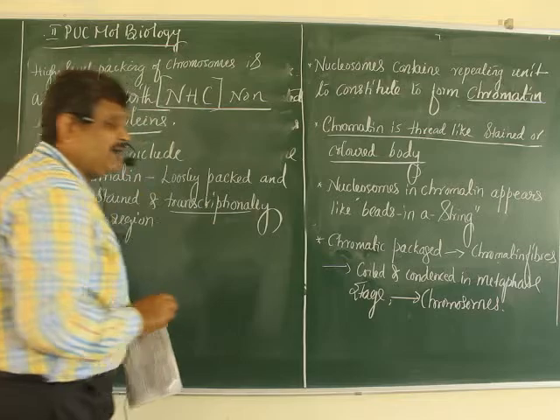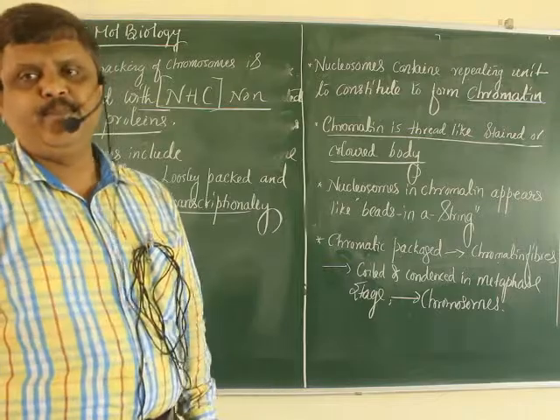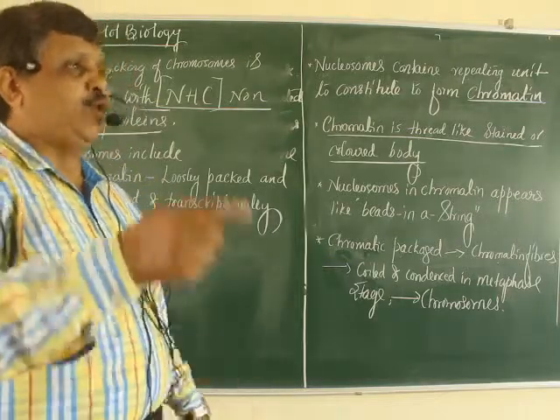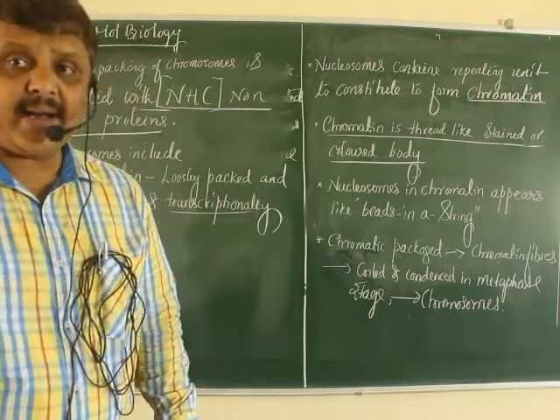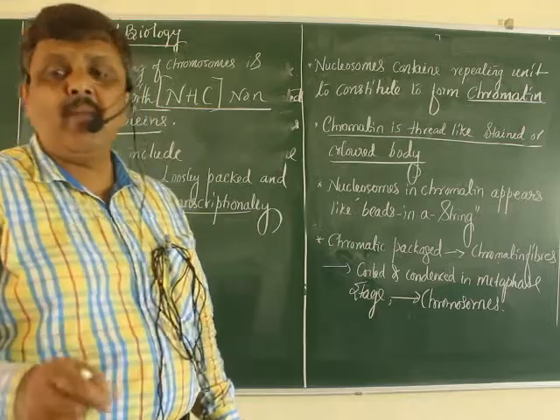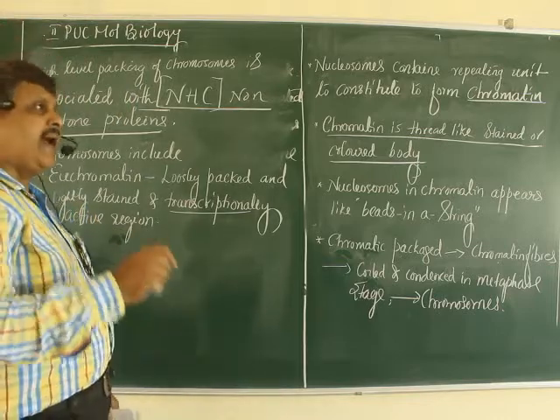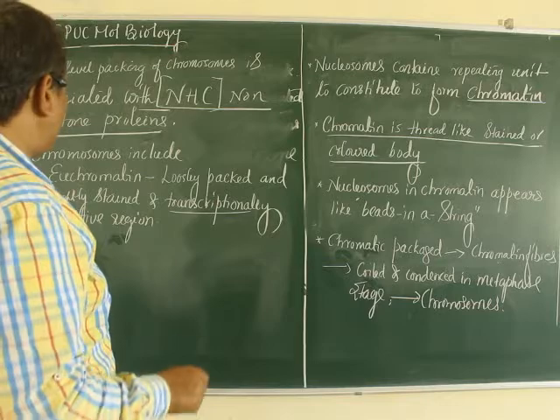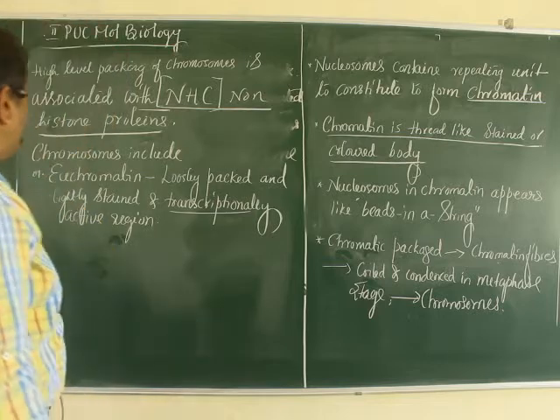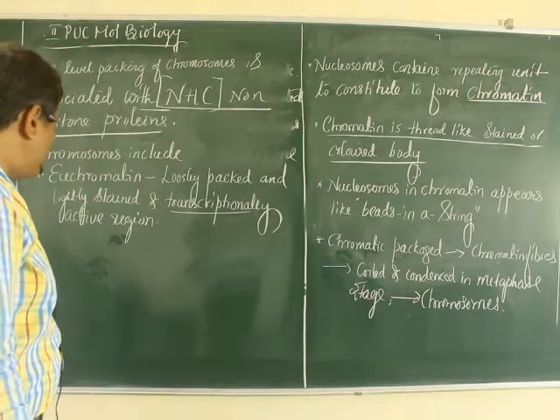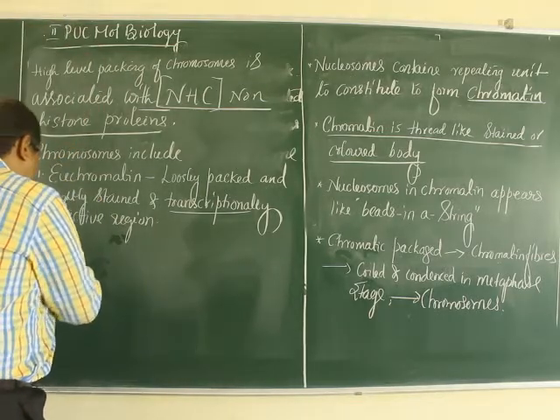What is transcription? It is the process of production of mRNA from DNA. What is mRNA? Messenger RNA. Messenger RNA is produced from DNA. So the process of production of mRNA from DNA is called transcription. So, what is euchromatin? It is a loosely packed, lightly stained and transcriptionally active region. It is called euchromatin. Then what is heterochromatin?